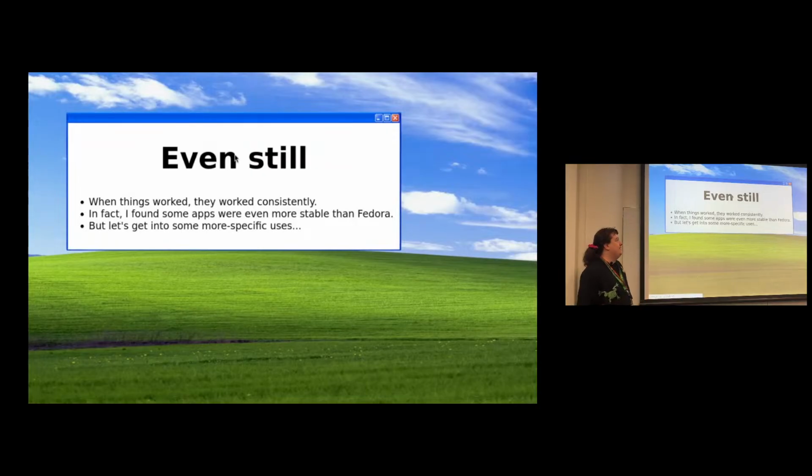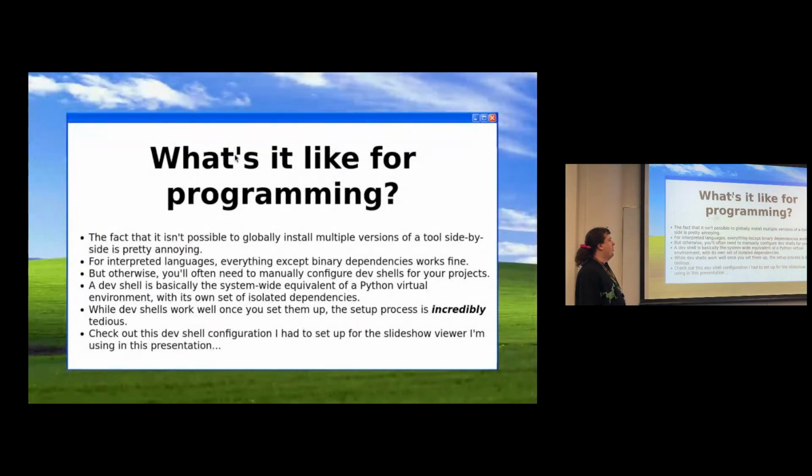But let's get into some more specific uses. So first of all, what's it like for programming? One of the really annoying things I found is that it is impossible to install multiple versions of a tool side by side. So in COMP1531, we use Node version 20. However, for some of my projects, because I'm sick of using a 5-year-old version of Node, I'm not sure if it's actually 5 years old, but it's multiple years old, and I want to use a newer version like Node 22 or 24. Can't install them side by side, really annoying.